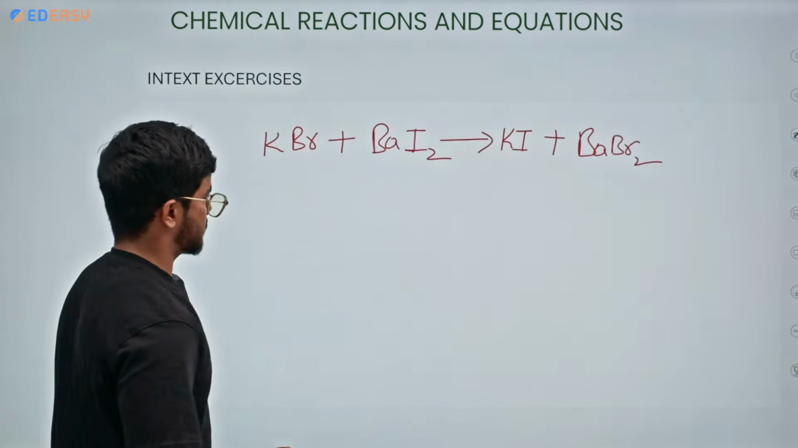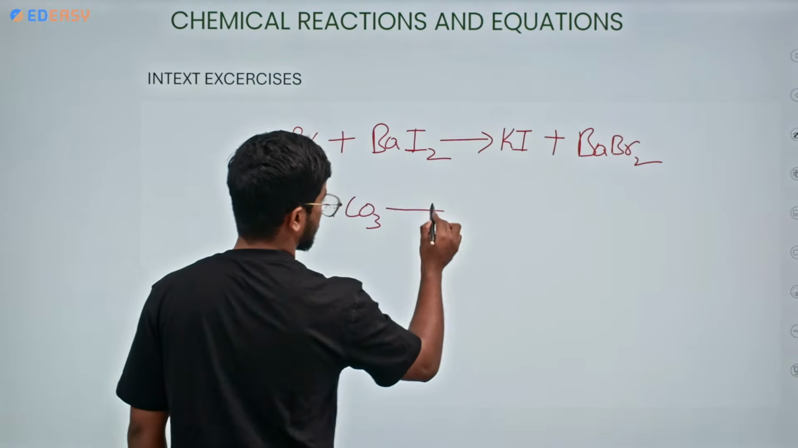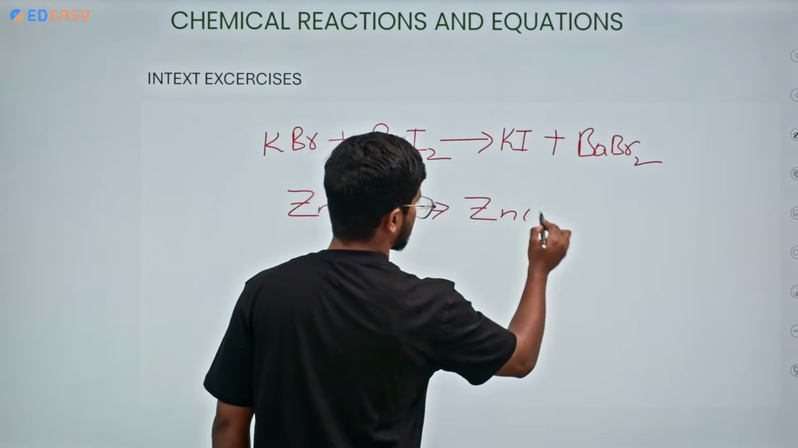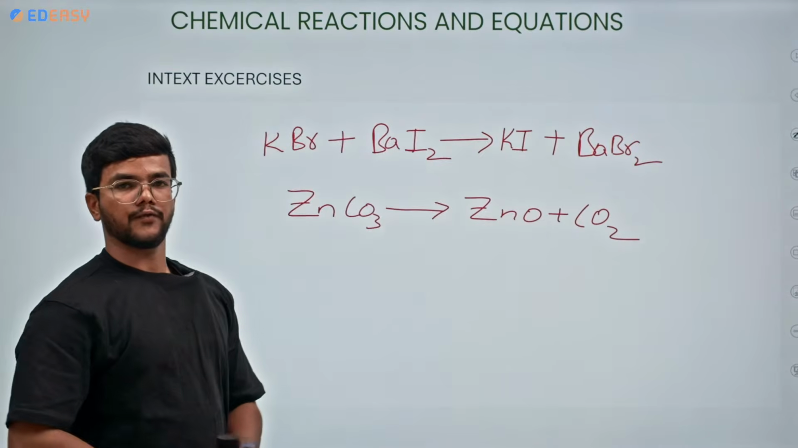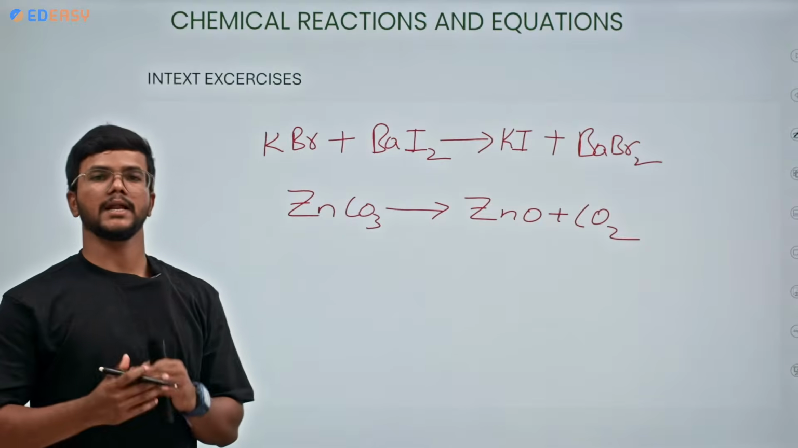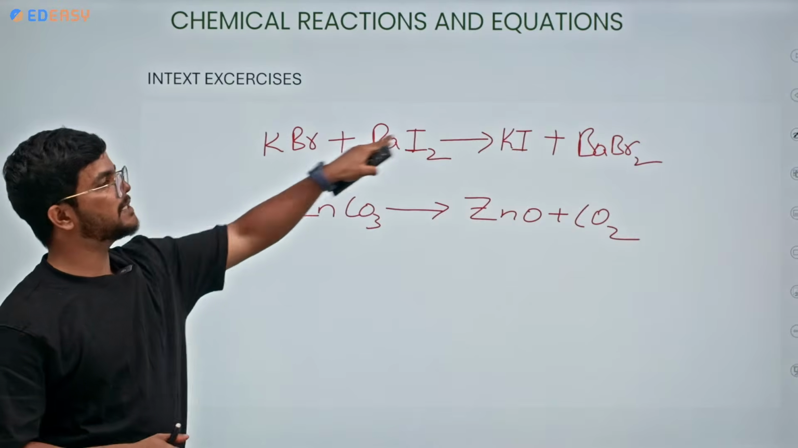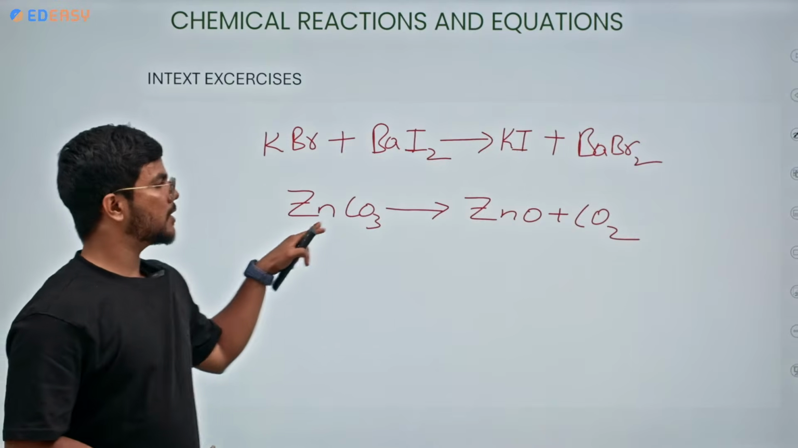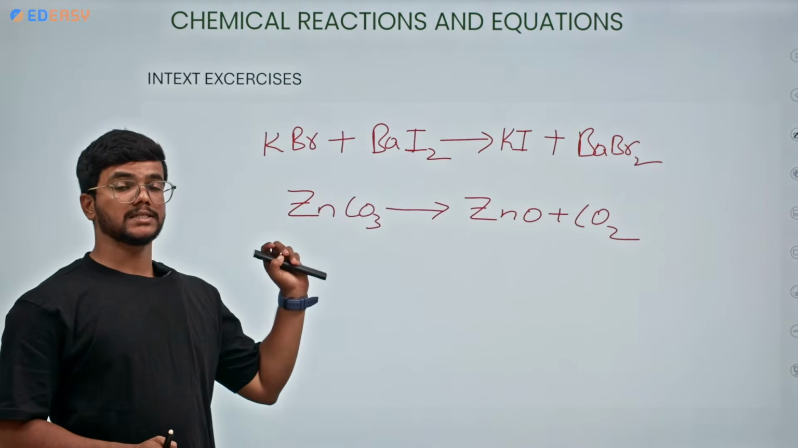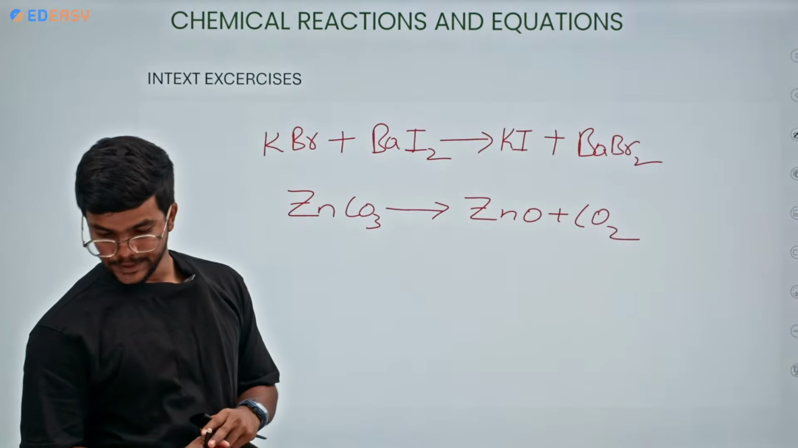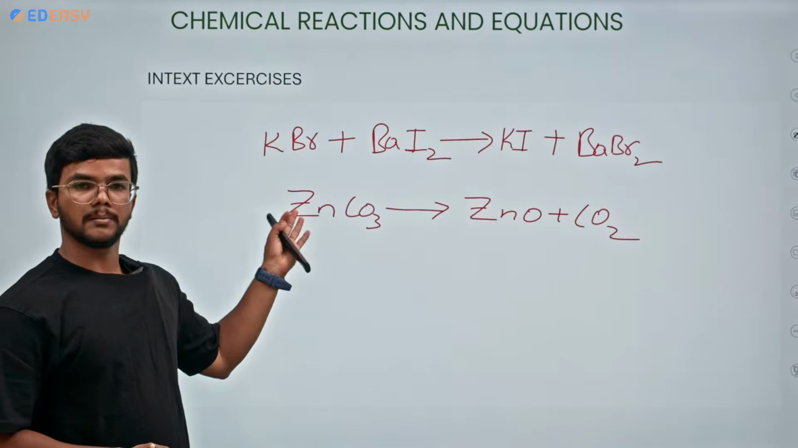Zinc carbonate, ZnCO3, gives zinc oxide plus carbon dioxide. Balance this equation and also name the type of the reaction. This is not double displacement. A single reactant is giving 2 or more products. That is which type of reaction it is? Let me know in the comment section. Let's say it is a decomposition reaction.